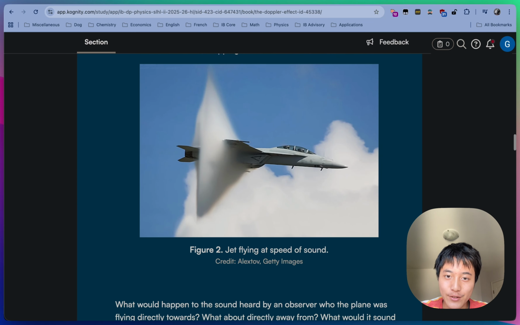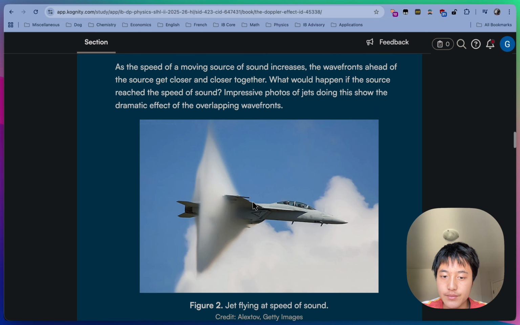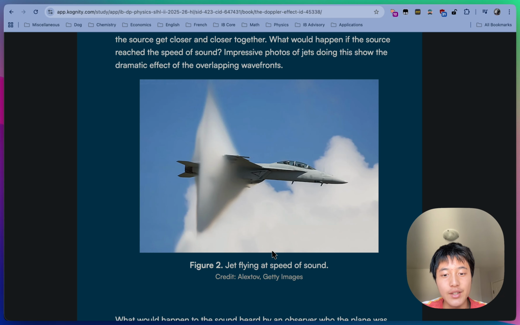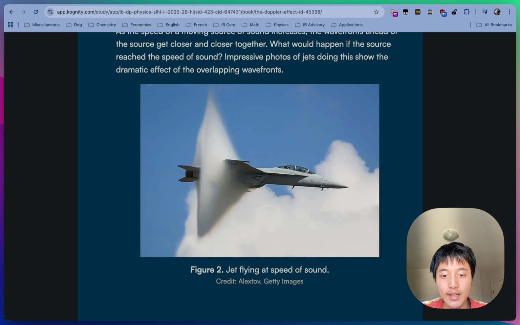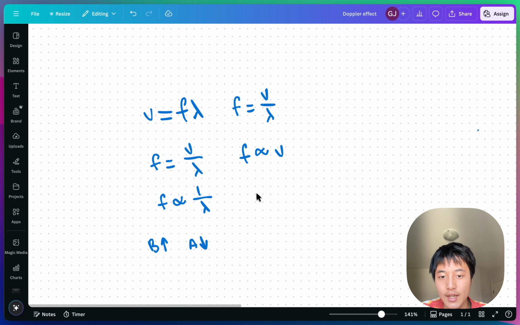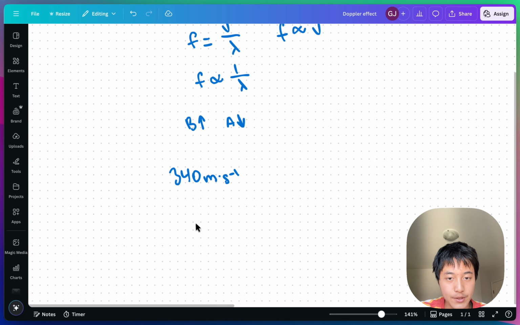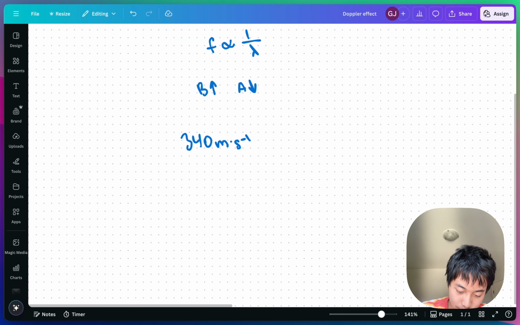Now, another phenomenon you have probably all seen is a jet breaking the sound barrier. This is essentially when the jet is flying faster than the speed of sound. We know that the speed of sound is around 340 meters per second. When a jet is flying faster than this, it's considered to be supersonic. Let's just visualize this.